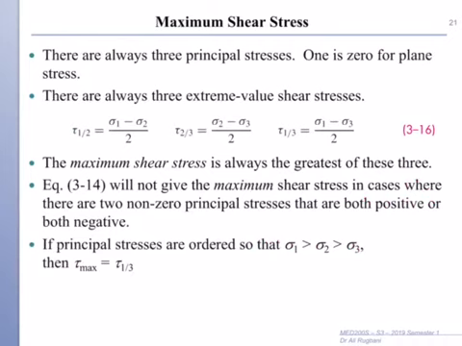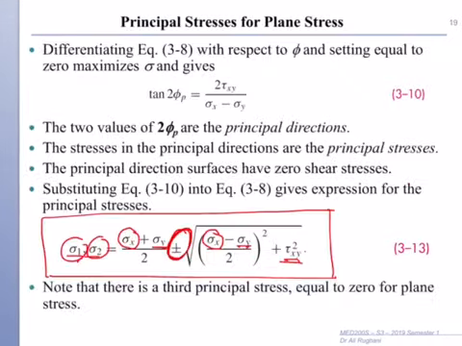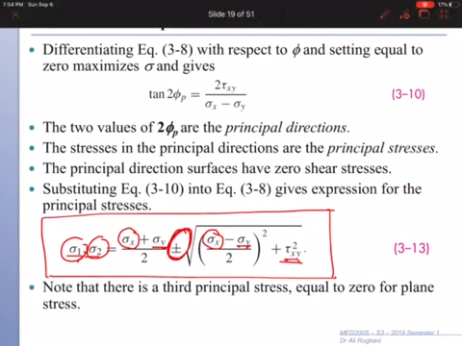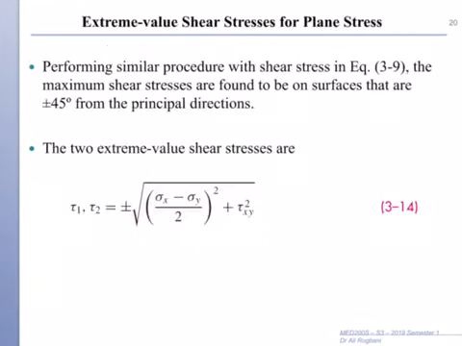Okay, so maximum shear and principal stresses, let me go back. This is very important. In this formula 313, we have sigma 1 and sigma 2. We have two principal stresses. Well, actually we have three principal stresses: sigma 1, sigma 2, sigma 3. But one of these sigmas is 0. So we calculate two, and we know that the third one is 0.